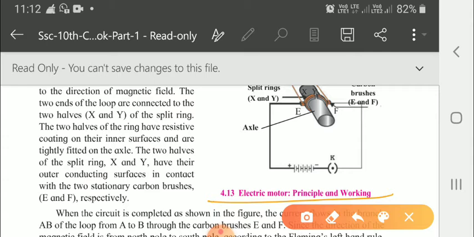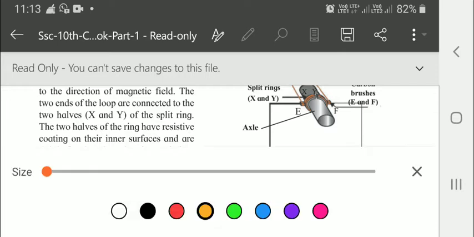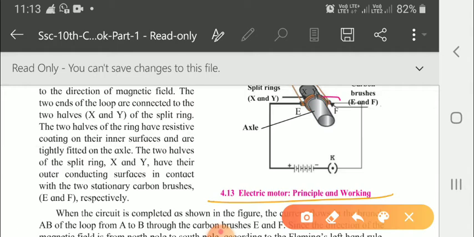The two ends of the loop are connected to the two halves X and Y of the split ring. So here you can see the split ring, children. This is the split ring. The two halves of the ring have insulating coating on their inner surface, and they are tightly fitted to the axle. Axle I already told, this is the axle.